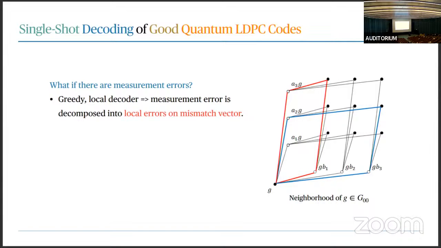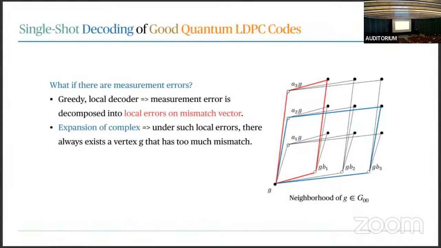Now, given these local errors on the mismatch vector, the expansion property that we referred to earlier will say that when you have these local errors, it does not hurt the global expansion of your complex. And you can still find a vertex g that hits a lot of mismatch, even though these mismatches are no longer correct, they are erroneous mismatches. But most of the mismatches that you found are still going to be correct, because the errors are in the end going to be low weight.